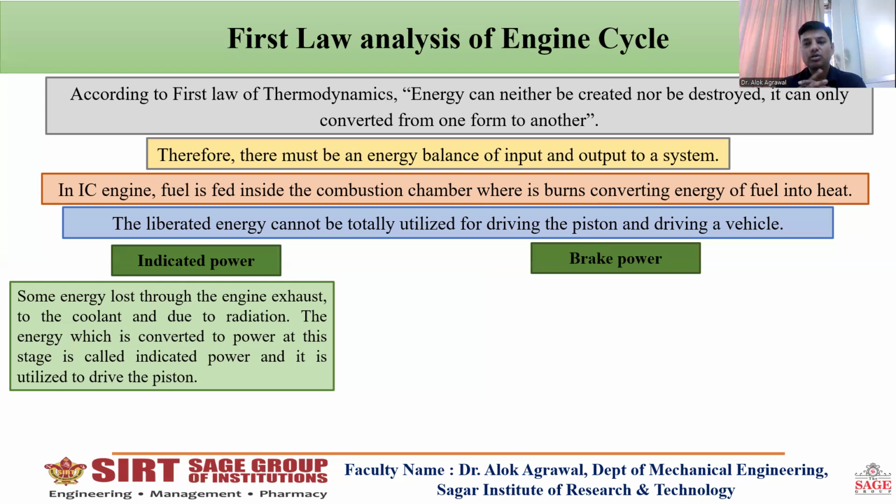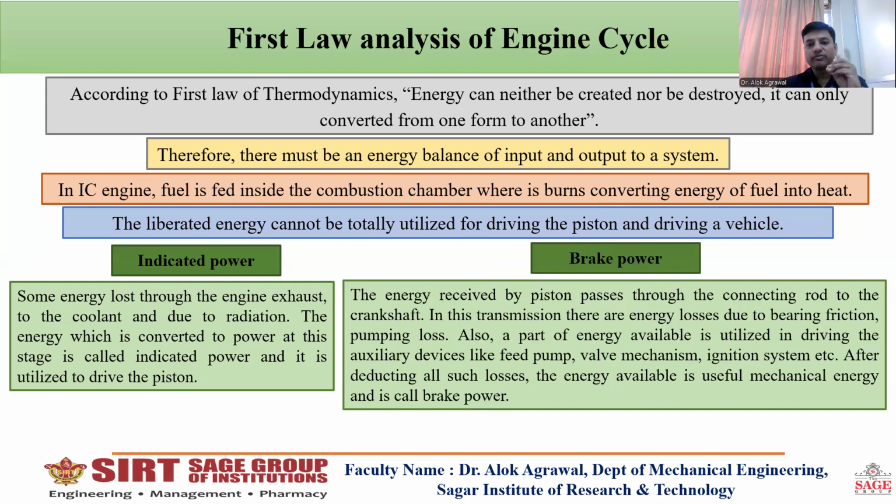There are some other losses also, which are mainly because of friction. When the energy is received at the piston, the piston transfers its energy to the crank with the help of the connecting rod. During this transmission, there are losses of energy because of friction, bearing friction and pumping loss. Apart from that, some energy is utilized to drive other components of the engine like the feed pump, valve mechanism, ignition system, and many other things. After deducting all such losses, the remaining energy will be the output.